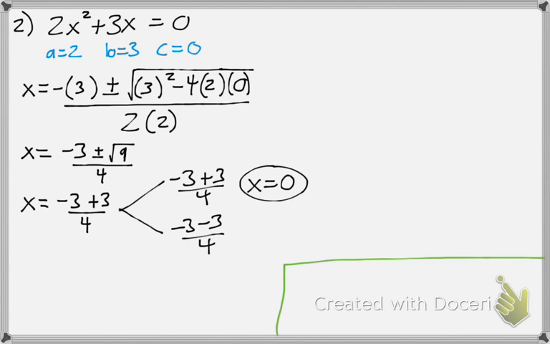Negative 3 minus 3 is negative 6 over 4. And negative 6 over 4 reduces to negative 3 over 2. So these would be the exact answers.